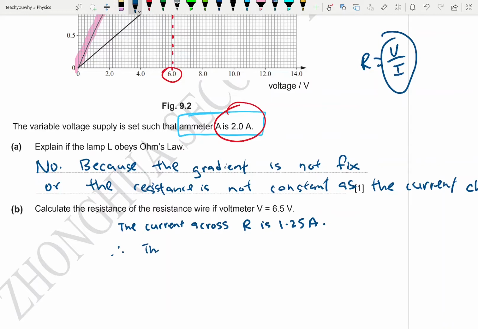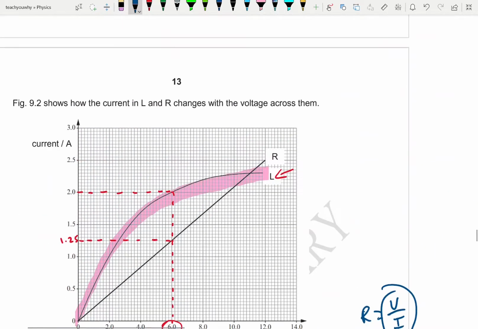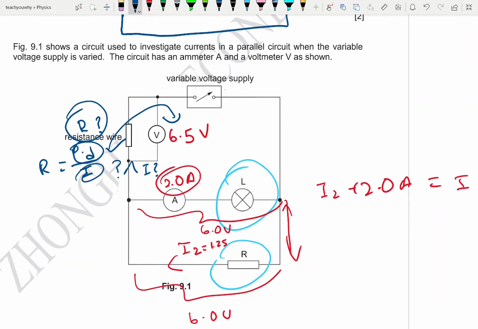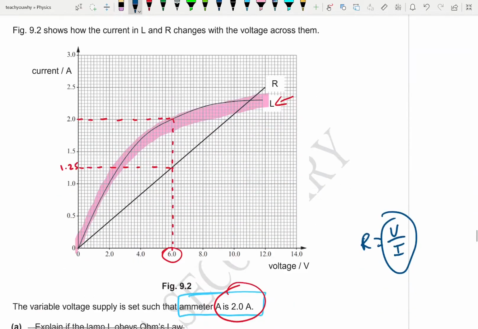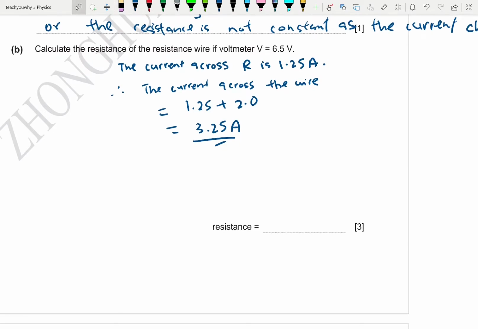Hence, the current across the wire is equal to 1.25 plus 2.0, which equals 3.25 amperes. Okay, so we basically know that this is 3.25, and hence now this is very easy. We can find the resistance.